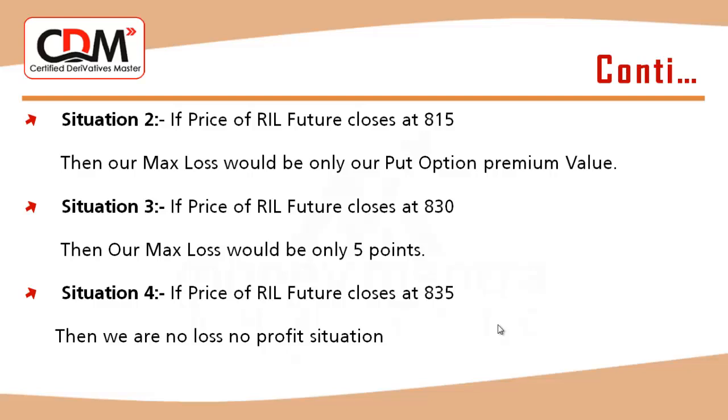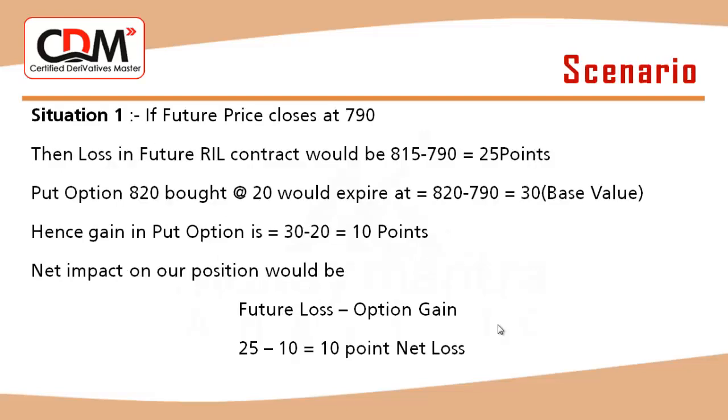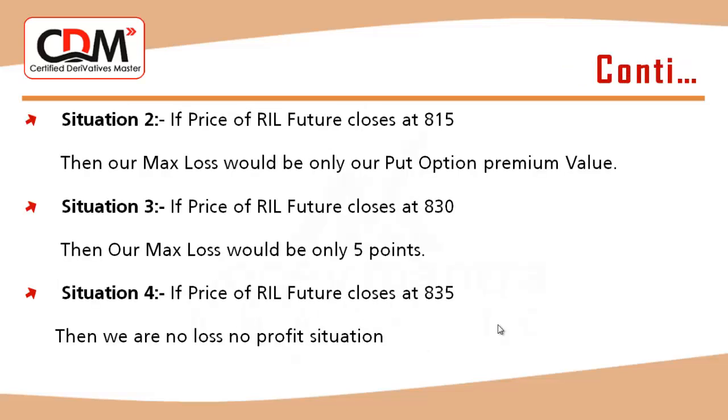Now considering the third situation, if the price of RIL future closes at 830, then our loss would be of only 5 points, because 15 points would be the profit in the future, as we bought future at 815 and it is closing at 830. We bought the 820 strike price option with an entry price of 20 rupees. Since it expires at 830, the option will expire at 0 rupees and we are not getting anything. So 15 points profit in future and 20 points loss in option. So the net loss would be of only 5 points.